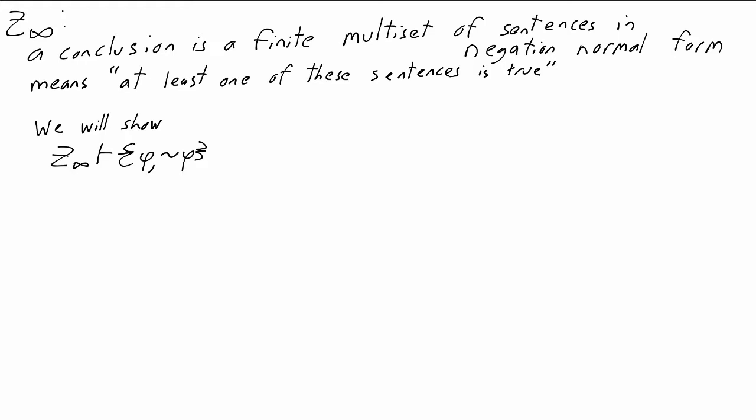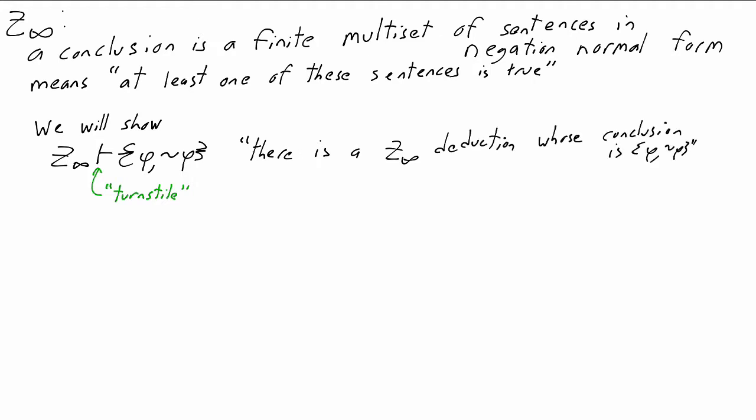Notice a little bit of notation. This symbol is called the turnstile. So this means there is a deduction in Z infinity whose conclusion is the multiset phi comma negation of phi. Notice that we're using the squiggly negation because all our sentences should be in negation normal form.